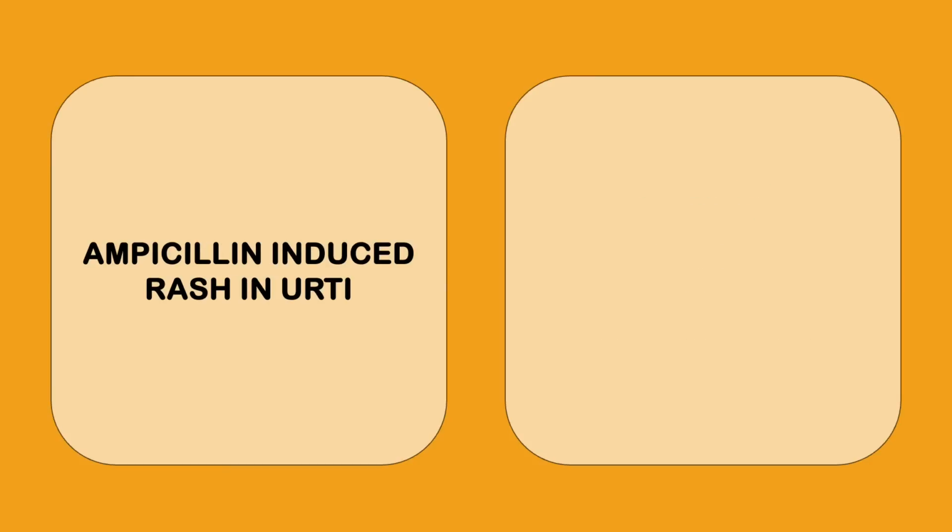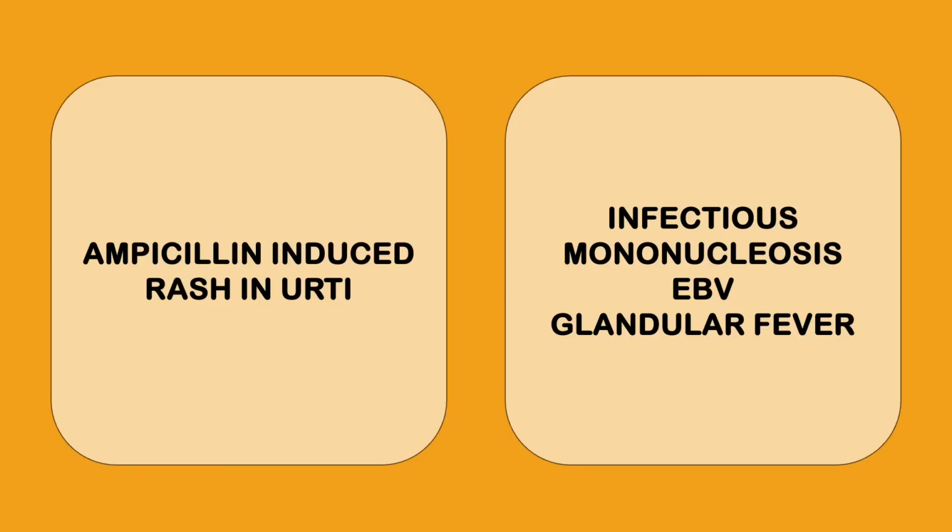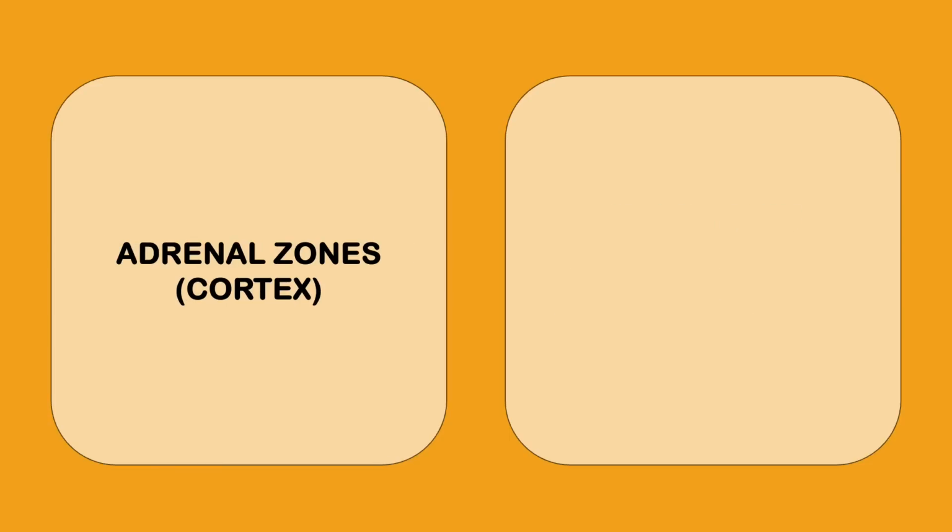Ampicillin induced rash in upper respiratory tract infection. Somebody had an upper respiratory tract infection and the doctor gave them ampicillin or amoxicillin and they come up with a rash. That's your infectious mononucleosis, Epstein-Barr virus, or some people call it glandular fever.